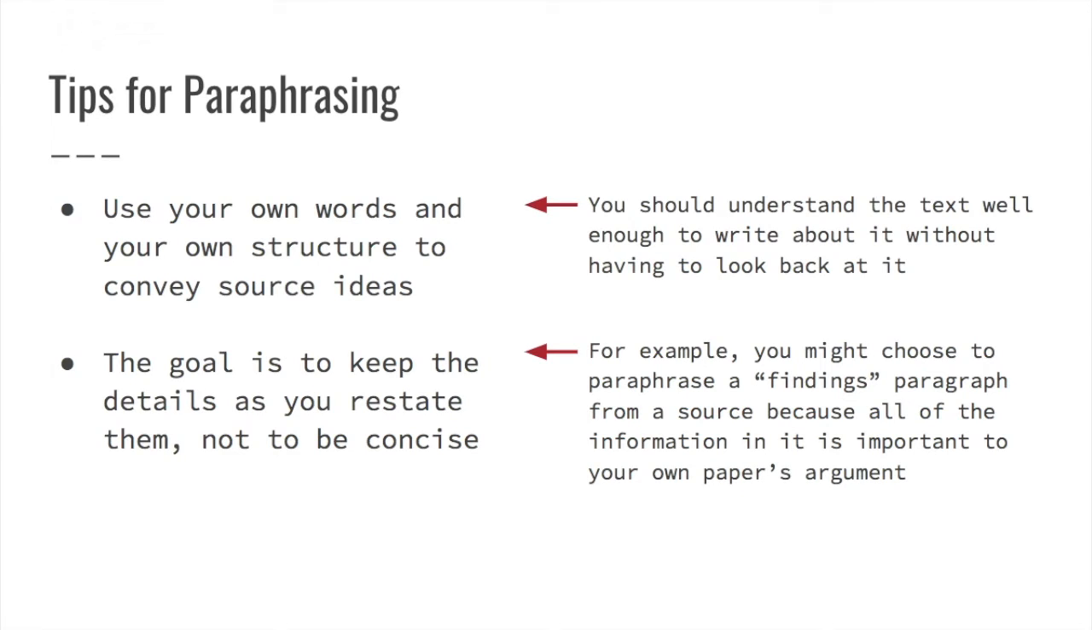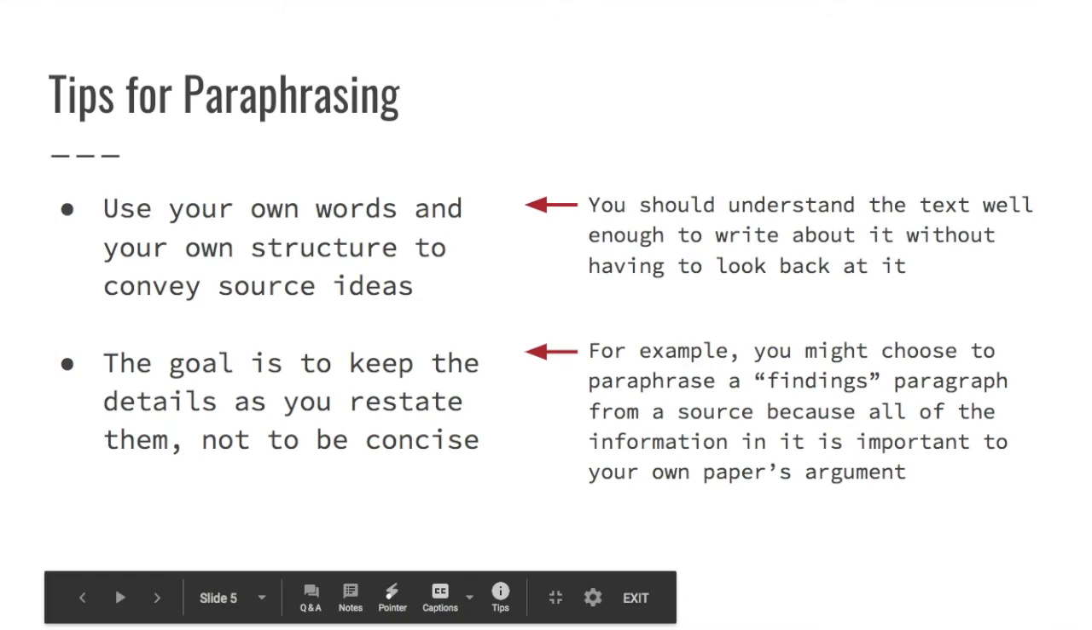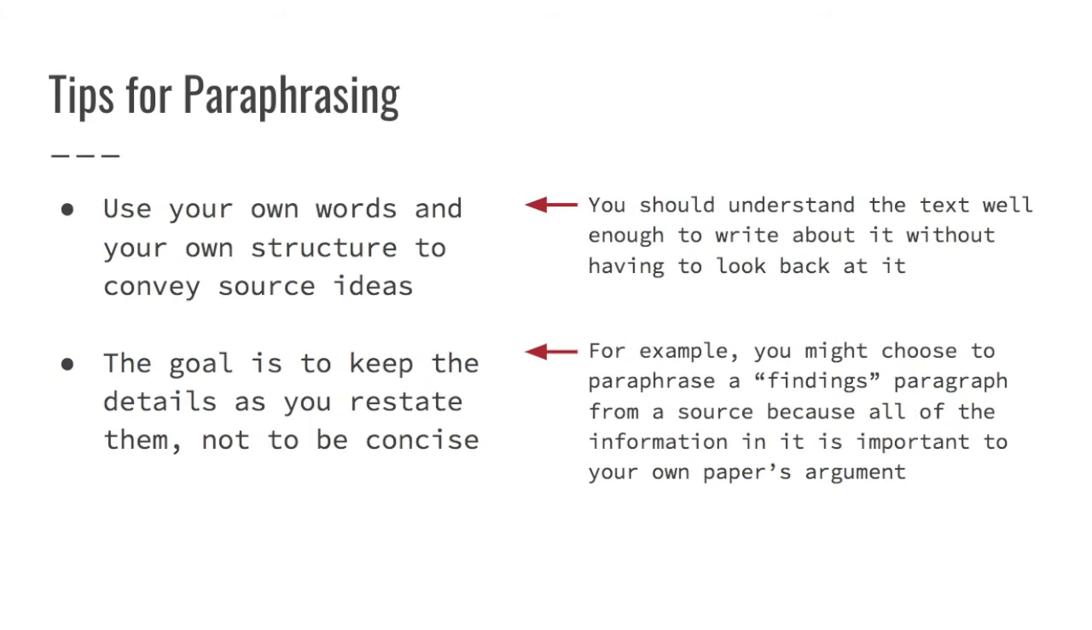So that's how, even though it's similar to the summary in using your own words, it's different from the summary because in the summary you try to cut back a lot of information, whereas in the paraphrase you want to keep that information. So the paraphrase text that you write is going to be similar in length to the piece of text that you're paraphrasing, if that makes sense. They're more or less equal there in length and details. For example, you might choose to paraphrase a findings paragraph from a source that you're using because maybe all of the information in that paragraph is super important to your paper's own argument. So you don't want to lose any of that good detail, but you still want to state it in a way that's clear and effective for your readers.